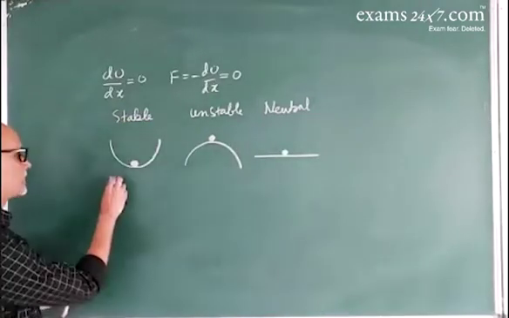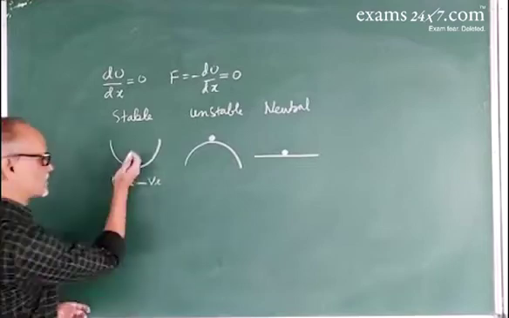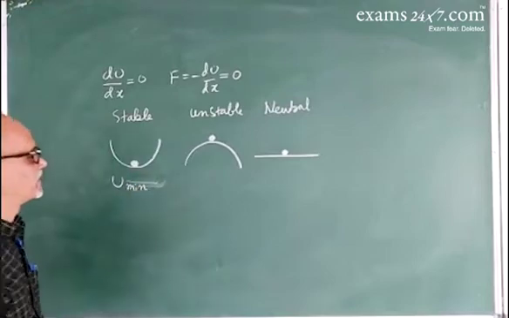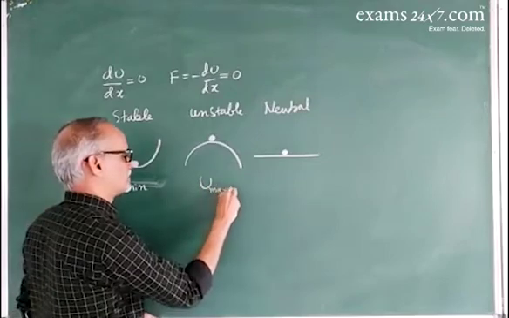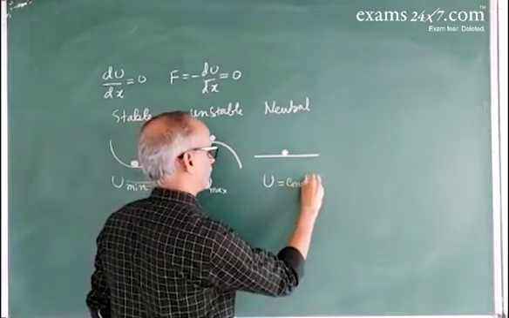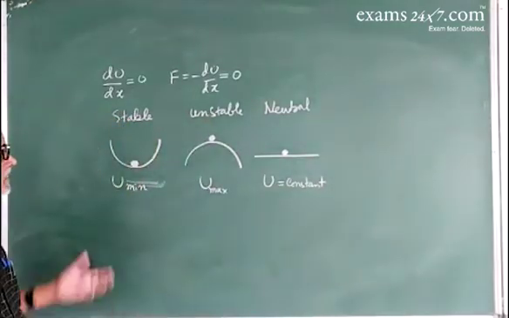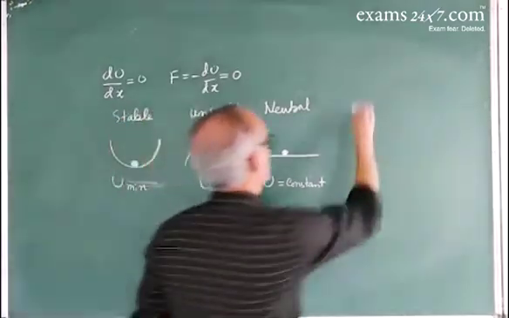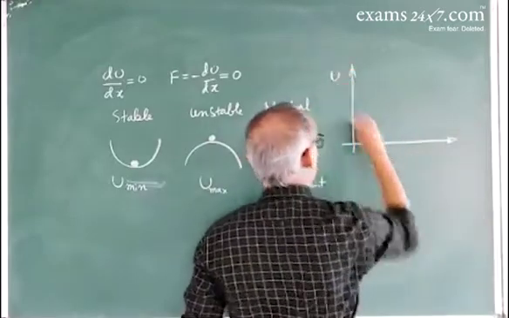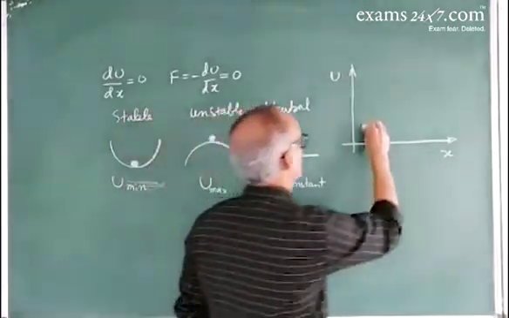In stable equilibrium, the energy is a minimum. That can be even negative also. I'll write U minimum. In unstable equilibrium, the energy is a maximum. Whereas in neutral equilibrium, the energy is constant. And this we can even understand in terms of a graph. So if I draw the energy U versus X graph, U versus X.